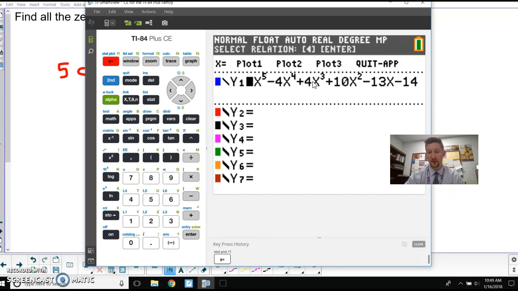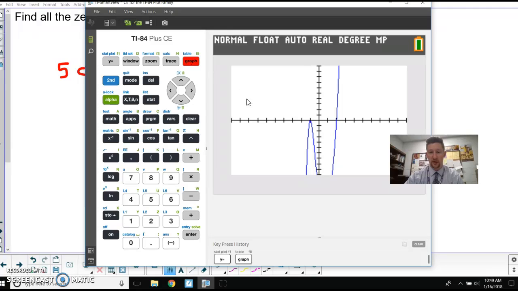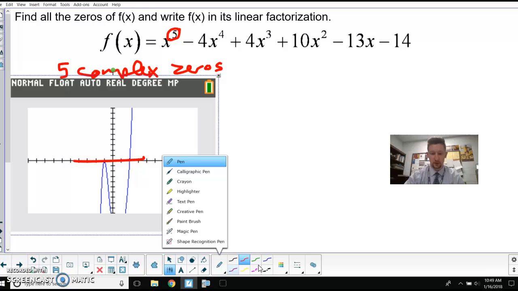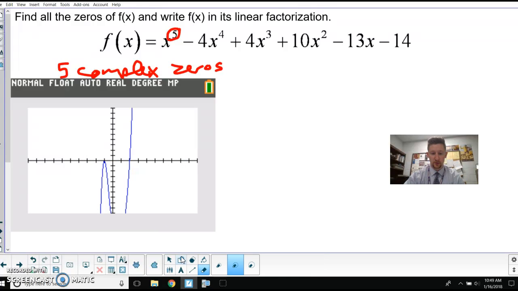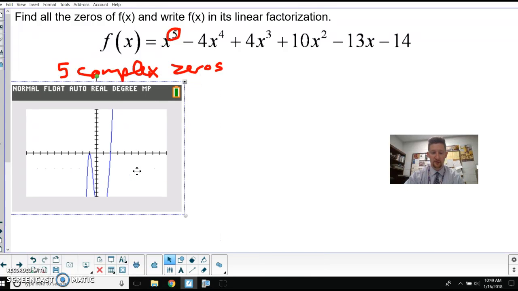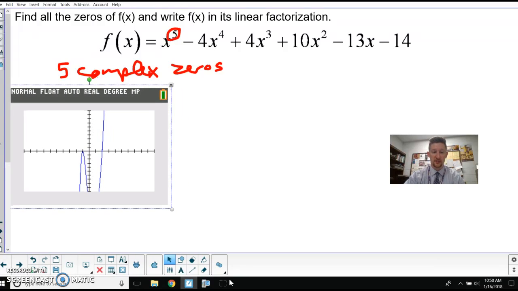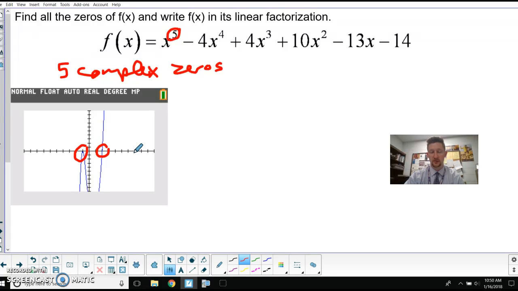So you see here on my graphing calculator, I've got the function typed in. When I graph the function, I notice a couple things about it. I notice that my polynomial graph crosses the x-axis in a couple of places. It crosses right here at x equals 2. And then over here at -1, it's tangent to the x-axis. So this means that 2 is probably going to be a zero of this function, and -1 probably is also going to be a zero.